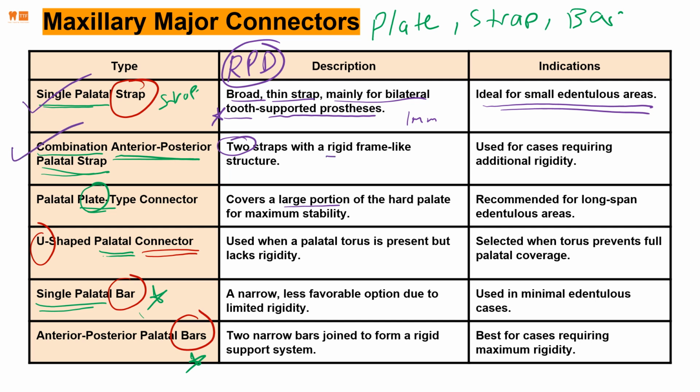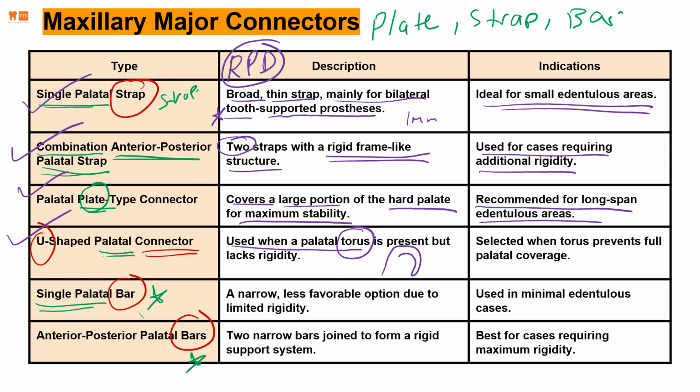There's 2 straps with a rigid frame-like structure used for cases requiring additional support, additional rigidity. Palatal plate, it covers a large surface area of the hard palate for maximum stability, recommended for long span edentulous areas, and of course the U-shaped palatal connector. It's used when palatal torus is present, right? So imagine you're doing, so this is the maxilla and you're doing a U-shape. Why would you do a U-shape? Well, because there's a palatal torus there. But then of course it lacks rigidity. So selected when torus prevents full palatal coverage. Otherwise, full palatal coverage. They also have their disadvantages, so we'll take a look at that in a second as well.